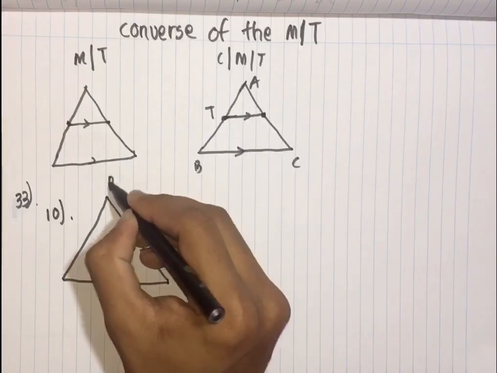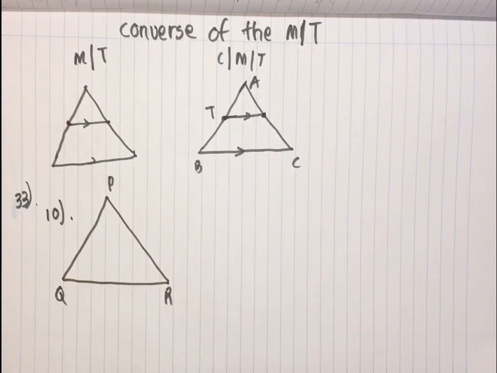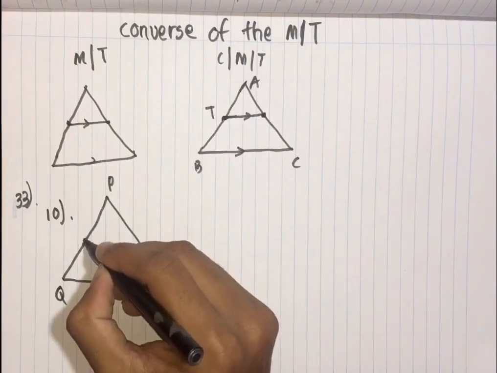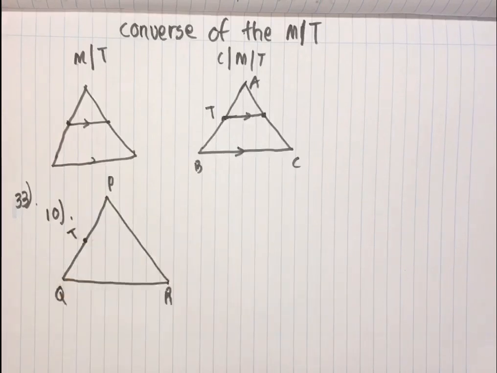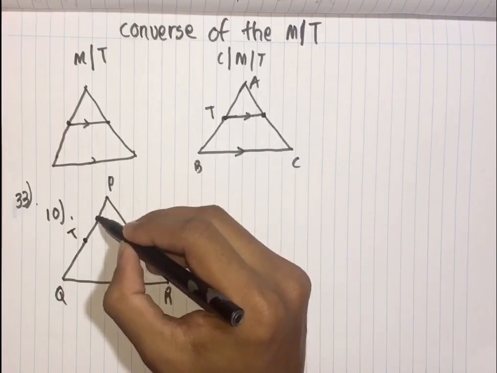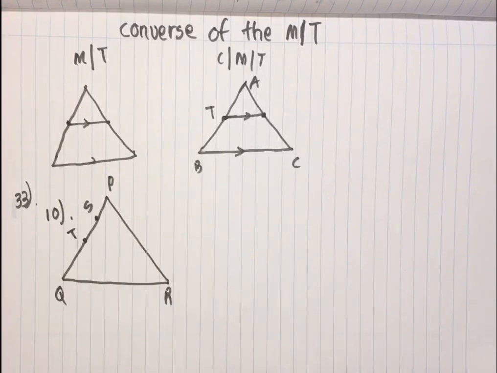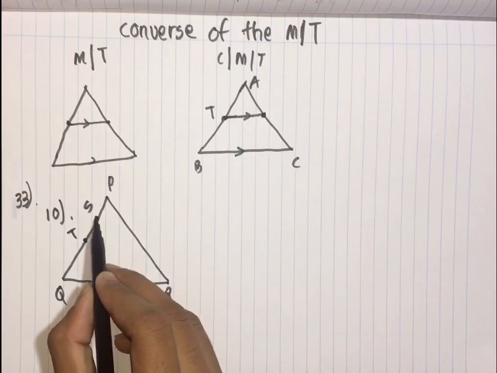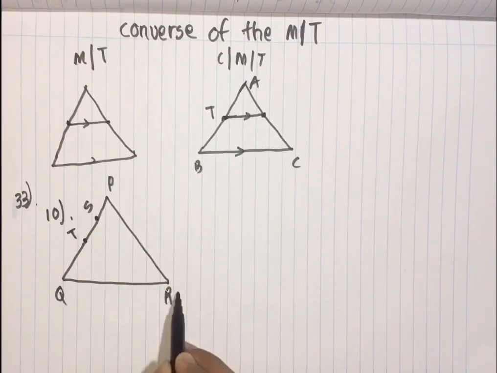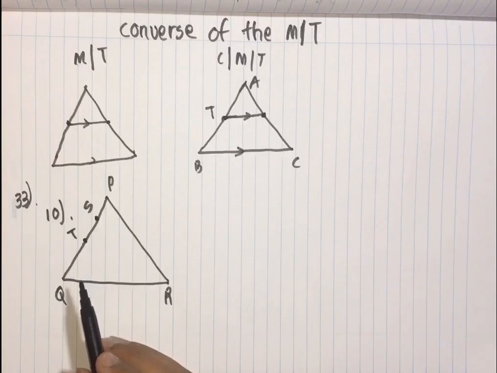A triangle PQR is given. The data are: the midpoint of the side PQ of the triangle PQR is T, and the midpoint of PT is S. Straight lines drawn through S and T parallel to QR meet the side PR at V and U respectively.